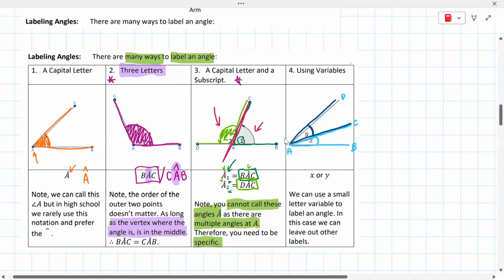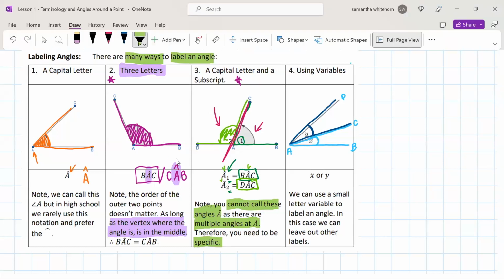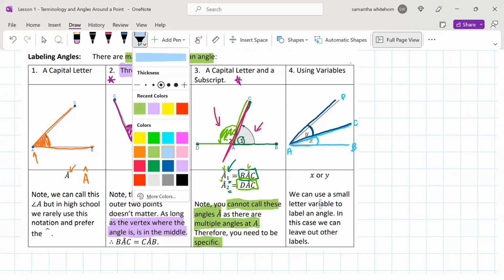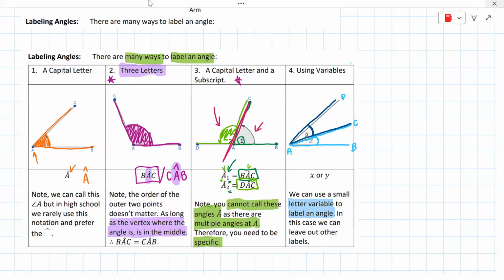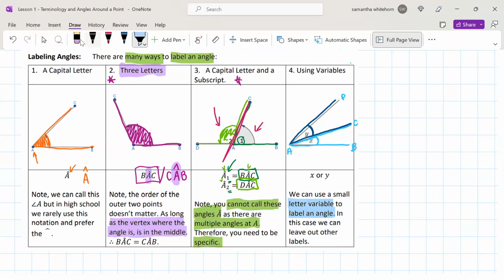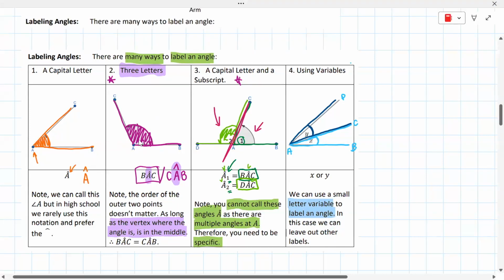Now, again, only if there is the small little letter, so the little variable there, can we use it to label our angle. If it's not, then we will have to label it using our 3 letters. Now, guys, you pick one of these methods. You don't try and label all of them. You pick one that works with the situation that you're given, and you use that labeling style. So as we start to do examples, we'll chat about which style we're going to use as we go along. But what you need to know is there's 4 different ways.